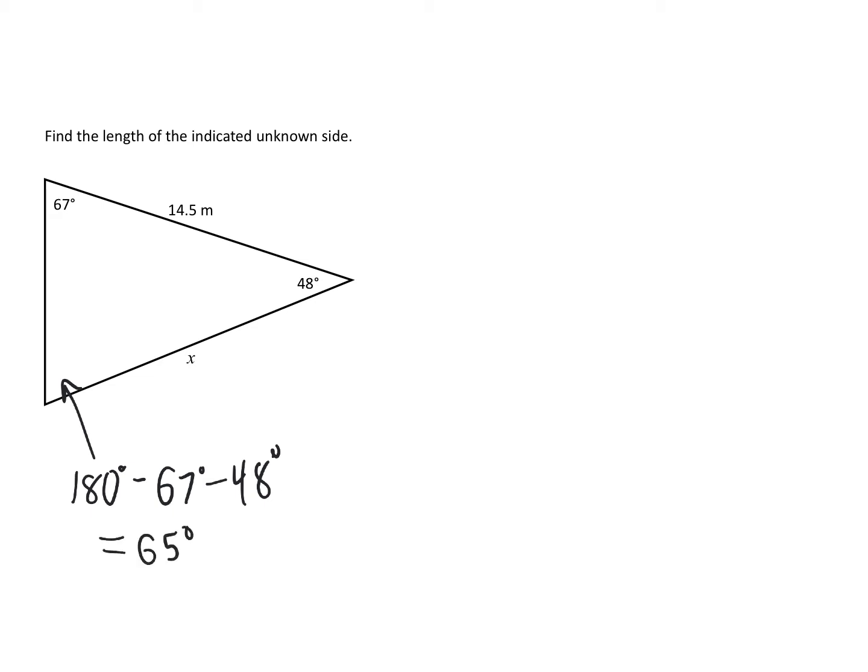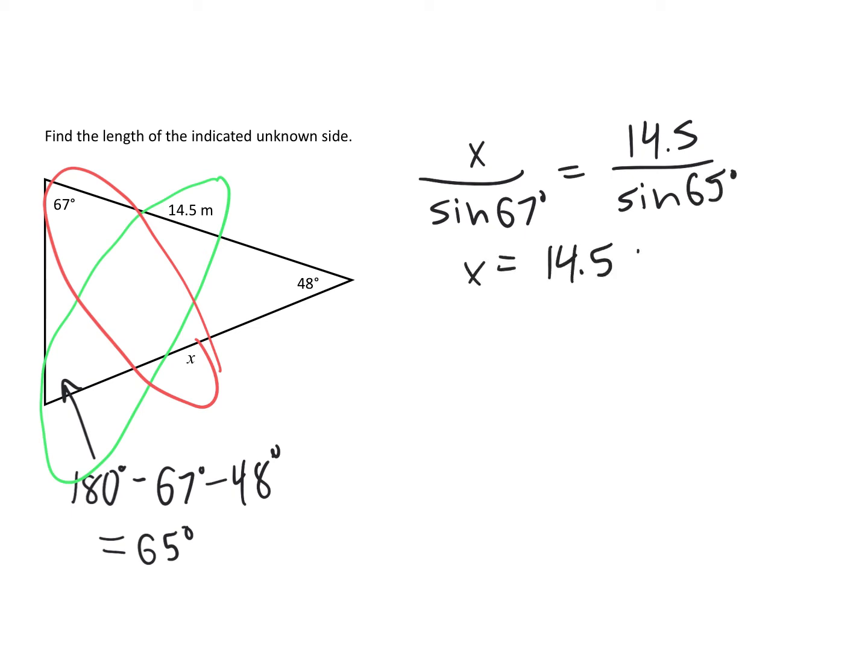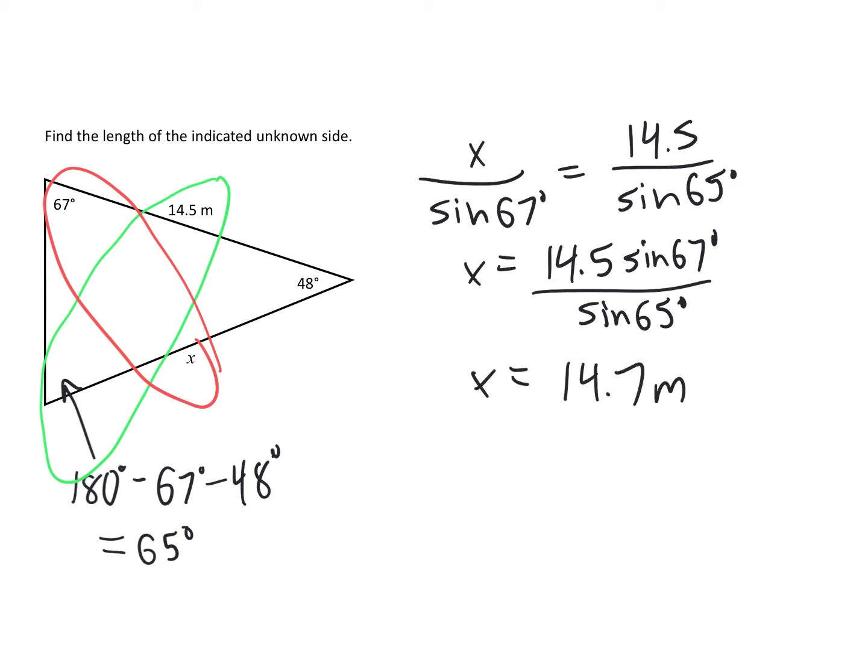And then we can use the sine law because we have this angle inside known, and then we can use this angle inside as our other ratio. So we want x over sine 67 equals the 14.5 over sine 65. So x will equal 14.5 sine 67 over sine 65, which is 14.7 meters.